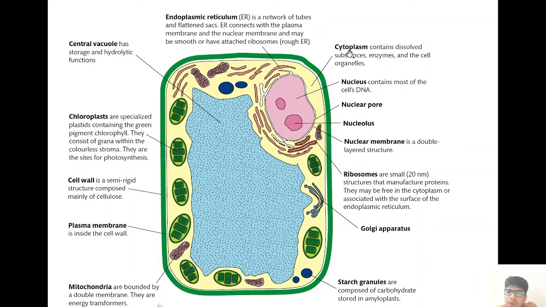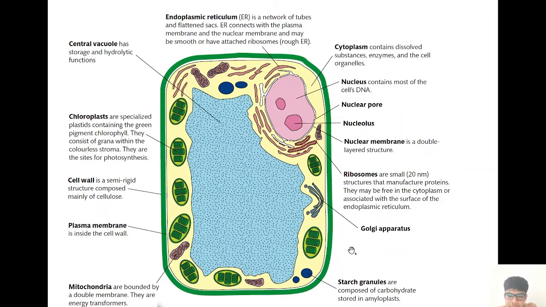Now, cytoplasm contains dissolved substances, enzymes, and the cell organelles. Here, the cytoplasm, the empty space here. The nucleus contains most of the cell's DNA, and here is the nuclear pore, and the nuclear membrane is a double-layered structure. Ribosomes are 20 nanometer structures that manufacture proteins. They may be free in the cytoplasm or associated with the surface of the endoplasmic reticulum.